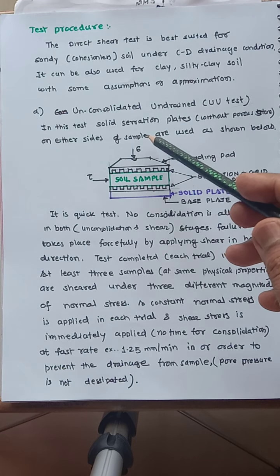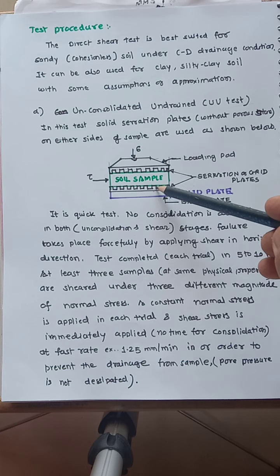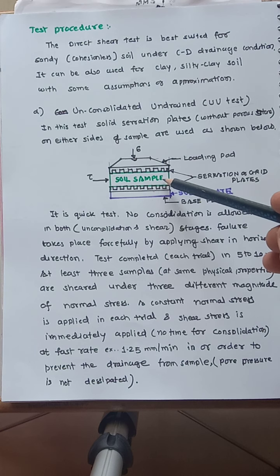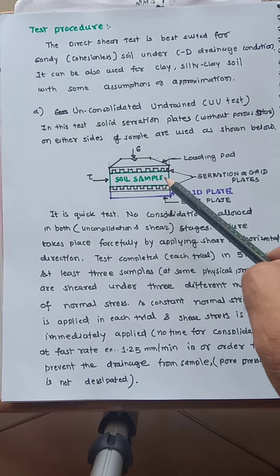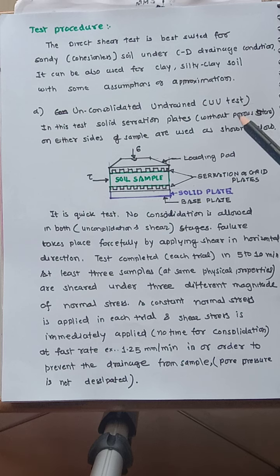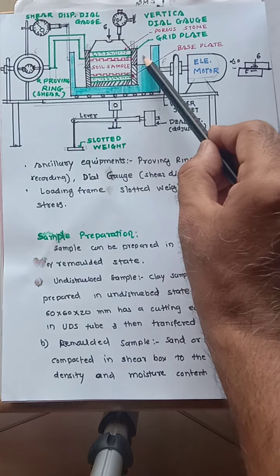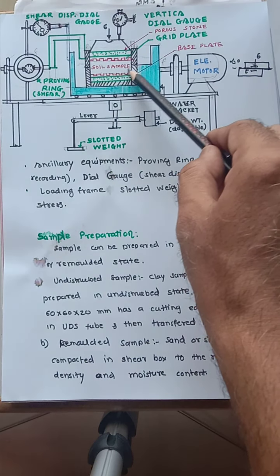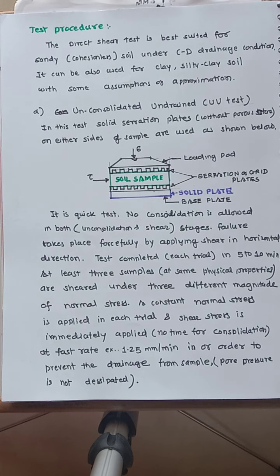Now in this case, the solid serrated plates are used, no porous stones are used, okay. So the sample is either placed undisturbed or remolded, as we discussed. This is the consolidation ring, and then it is put in that outer box, which is called a water jacket, okay. The space in that is also filled with water, in order to prevent any moisture content from going out when you apply the normal stress or when you apply the shear, okay, that is the purpose.